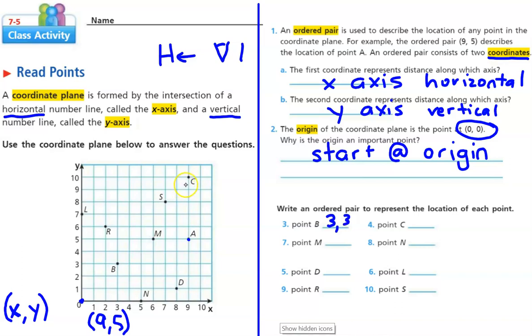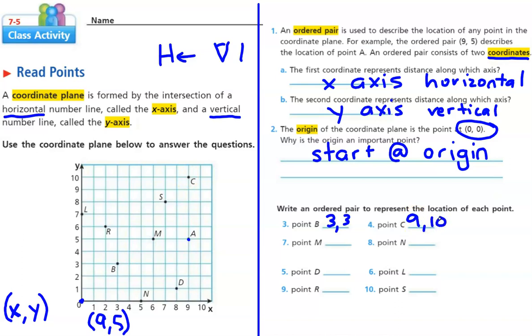Let's just keep trying them. This is letter C, which is all the way over here. So I'm going to bring this down to here. This tells me that I need to go over 9, and then I have to figure out how many I'm going to go up. 1, 2, 3, 4, 5, 6, 7, 8, 9, 10. So that means that I went over 9 first, and then I went up 10.